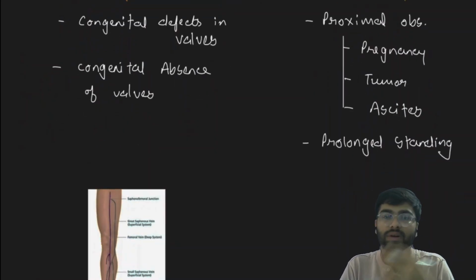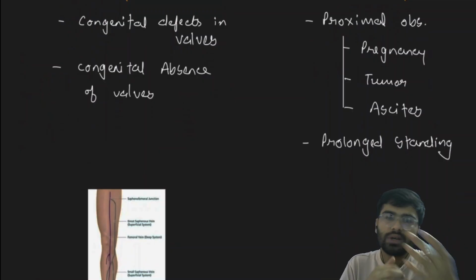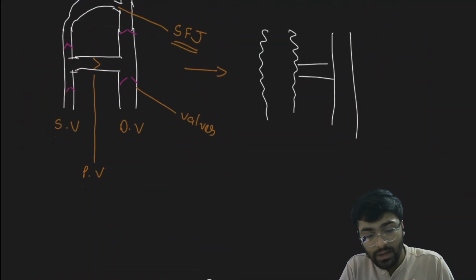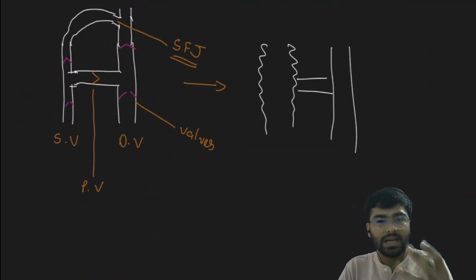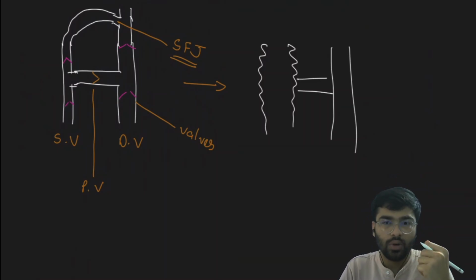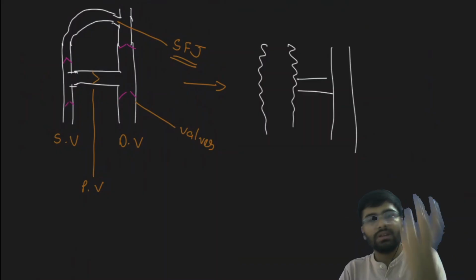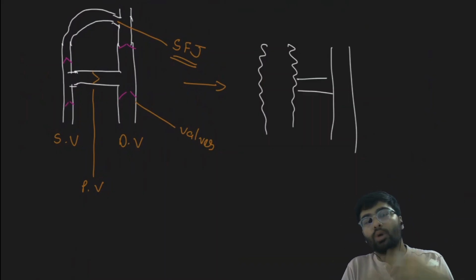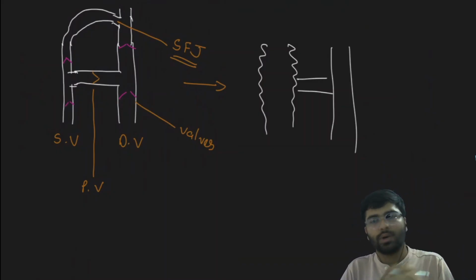Another one is ascites. What is ascites? Ascites means accumulation of fluid in the belly. That will also compress. Another one is prolonged standing. Prolonged standing is a physiological cause. There is a gravitational force, of course, pulling the blood down. And against this gravitational force, the blood is actively pumped up through the muscles. Muscles will contract, and blood will go up. But on prolonged standing, muscles will get fatigued, and blood will gradually come down, and that will cause varicose vein.